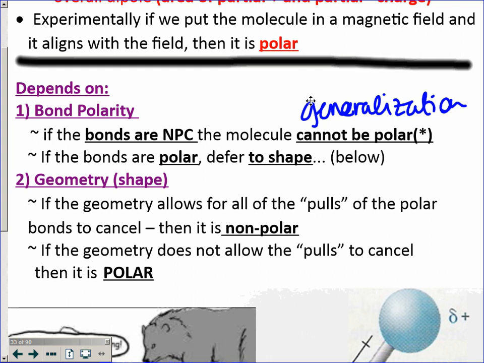So A to B is a polar covalent bond, B to C is a polar covalent bond, and B to X is a polar covalent bond. B to X is just more polar because its electronegativity difference is higher. So overall, I've drawn partial negative on that side. What would you guys draw on this side? Okay, partial positive. So the shape that I have here, linear shape, does it allow for me to cancel out the dipole moments? Yay or nay?